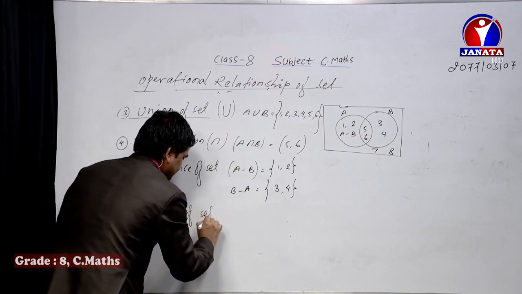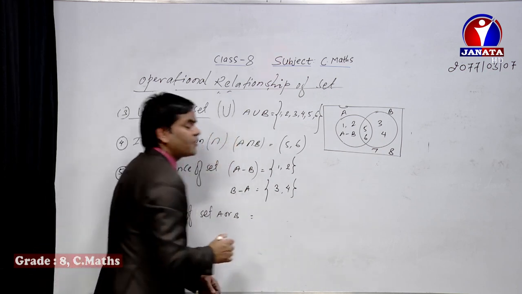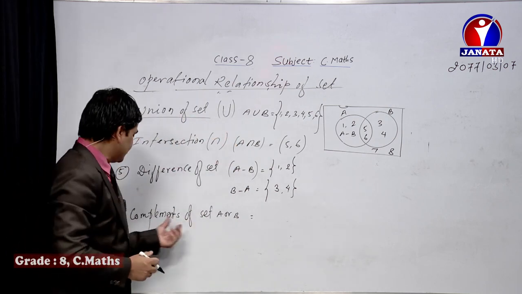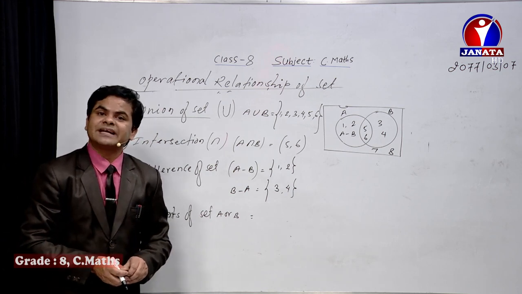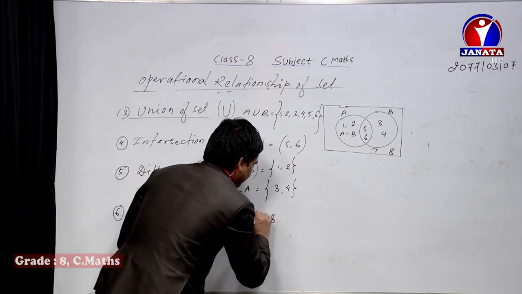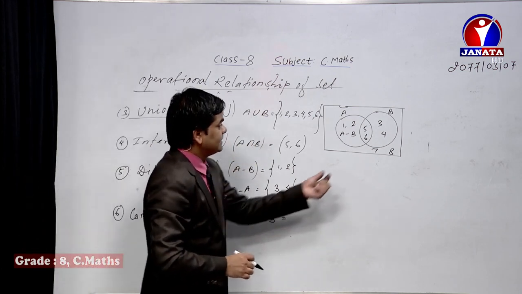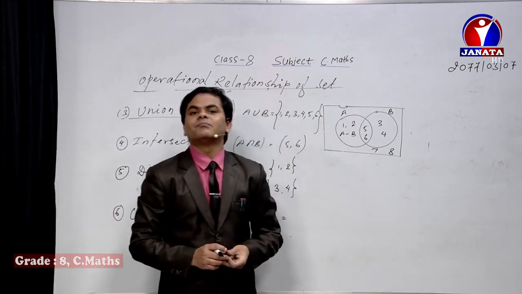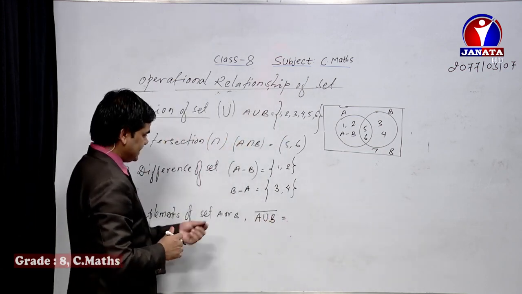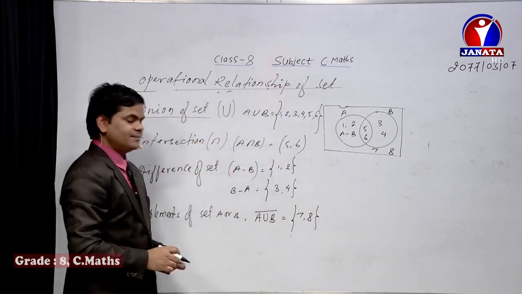Complements of set A or B. Number of people who like neither A nor B. In the language, you will find written: number of people neither they like A nor B. And while writing symbolically, A union B complement, a bar above the A union B. It represents this area, dear friends, outside of the circle but inside of the rectangle. So, which elements are present in A union B complement? 7 and 8. So, these are the elements.